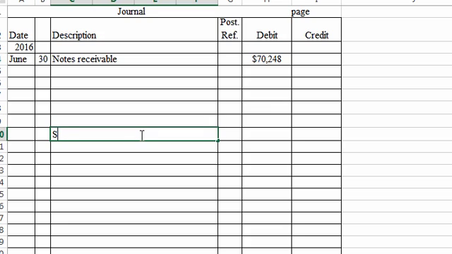And even though we're calling that interest-free, in accounting, there's no such thing as an interest-free loan. We would just compute the interest on it. You've heard there's no such thing as a free lunch. Well, there's no such thing as an interest-free loan. It's built into the purchase price. All right, so we're going to credit sales for $70,248 as well.